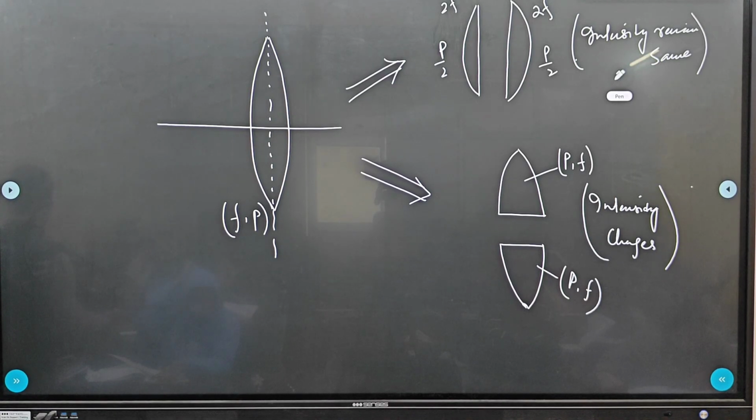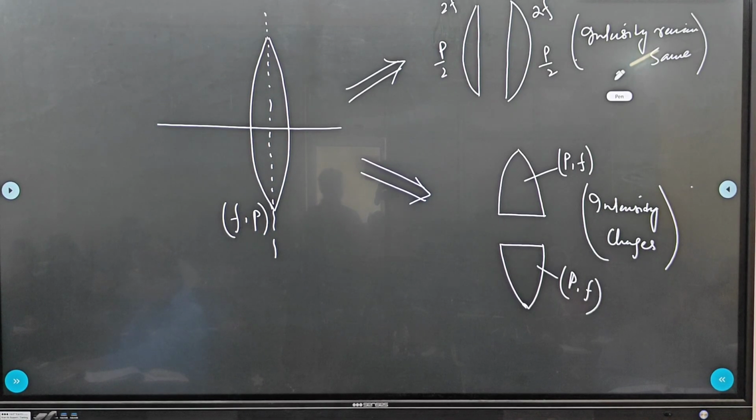Same as convex, no problem. What happened? Same to same. Only just put minus 2f, minus p by 2, minus p by 2. Intensity will remain same. Just write intensity. Here intensity remains same. Here intensity decreases.